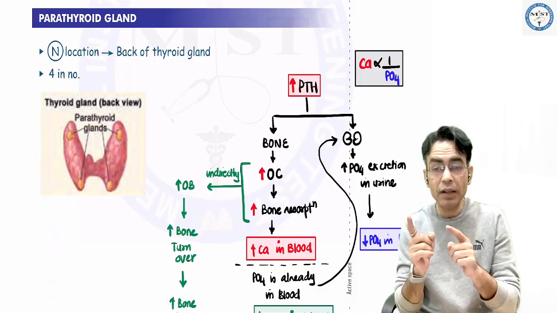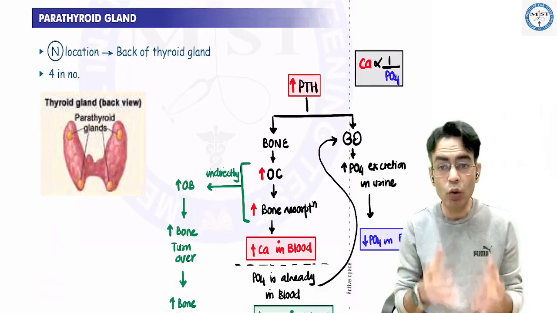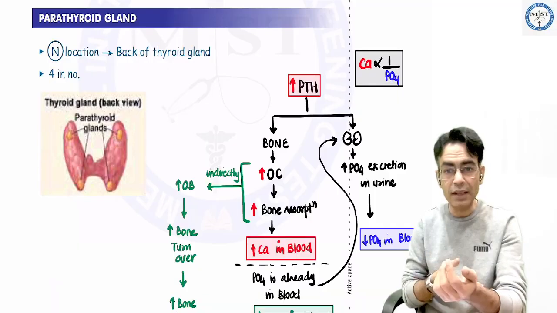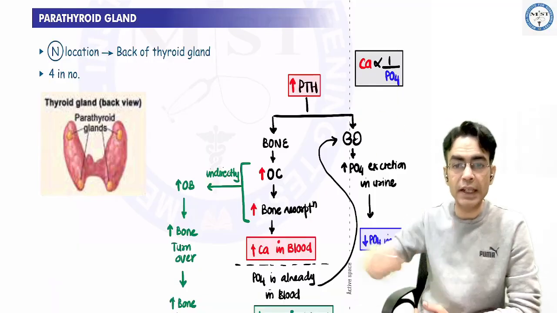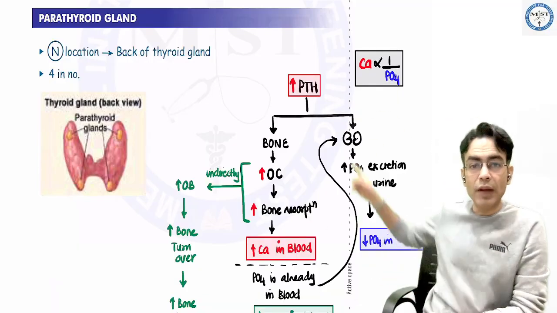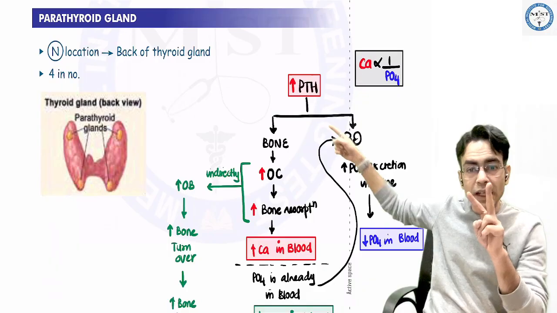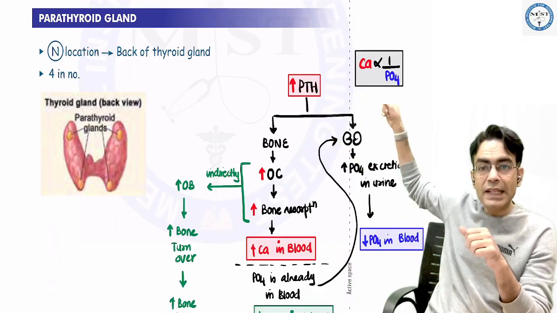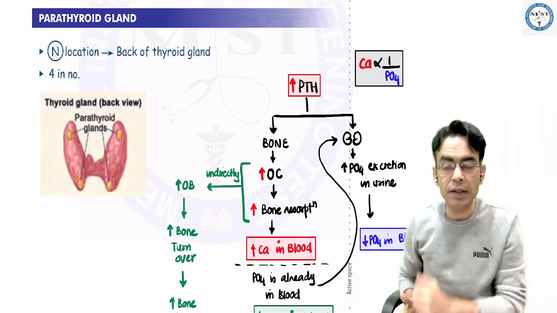Now, calcium and phosphate are like Heer Ranjha, Romeo and Juliet. They love each other a lot but cannot stay together. So the phosphate which is there in the blood is being excreted by the kidney. And whenever PTH is more, two direct things will happen. Calcium will be more, but phosphate will be less, because calcium and phosphate are inversely proportional to each other.